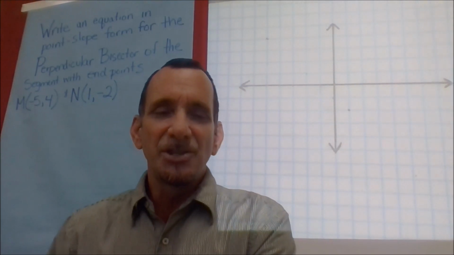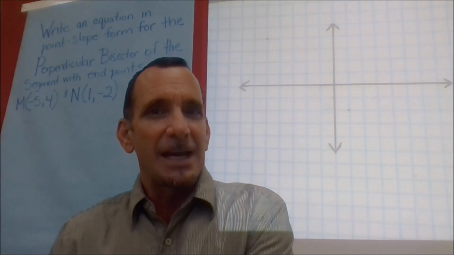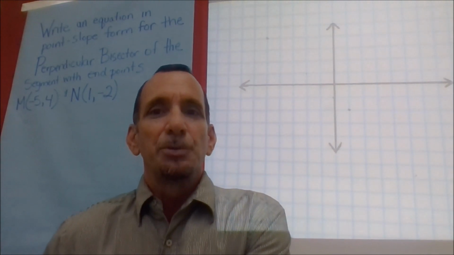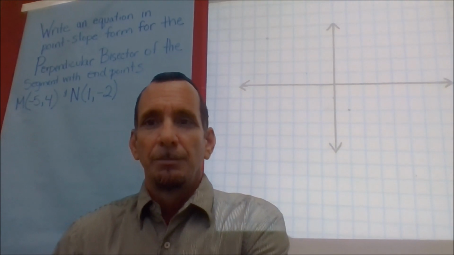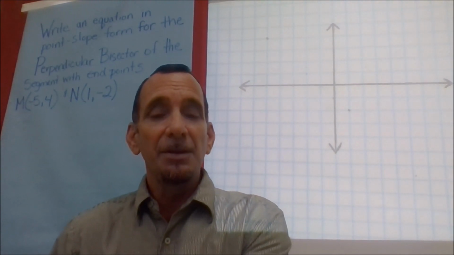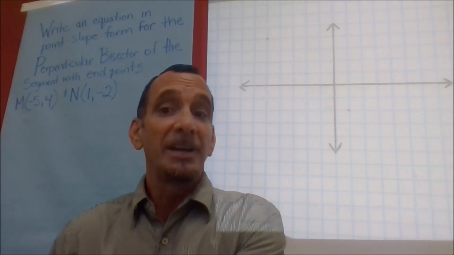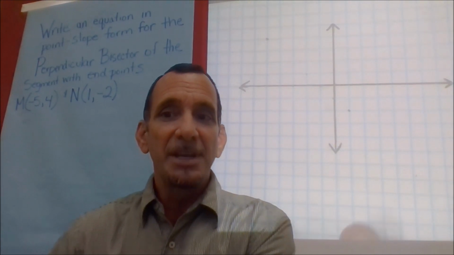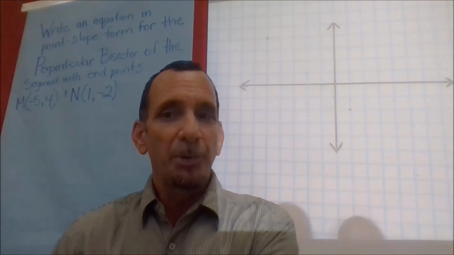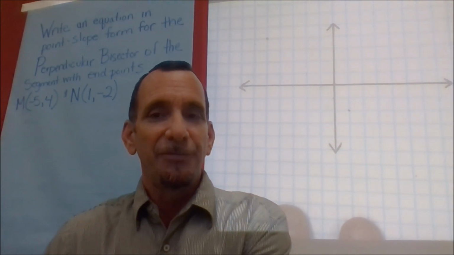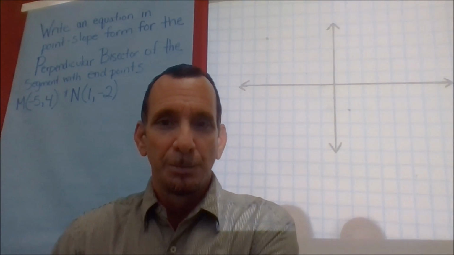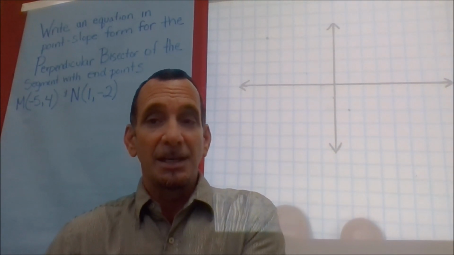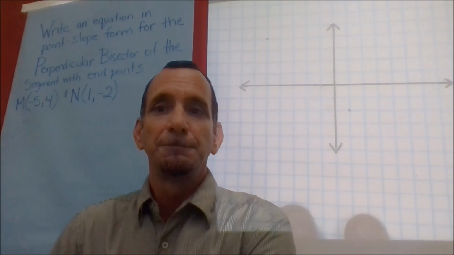So let's read and just think about what this problem is asking. We want to write an equation in point-slope form for the perpendicular bisector of a segment with these endpoints. And the endpoints are M(-5, 4) and N(1, -2). Feel free to pause at any time to write down the problem.